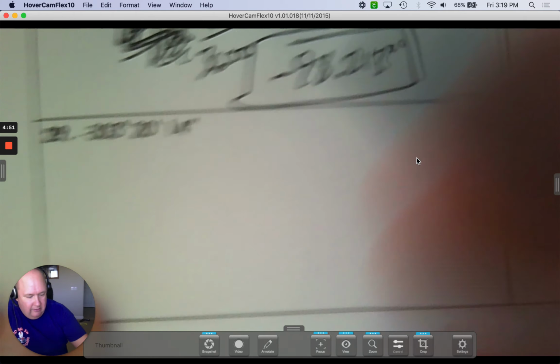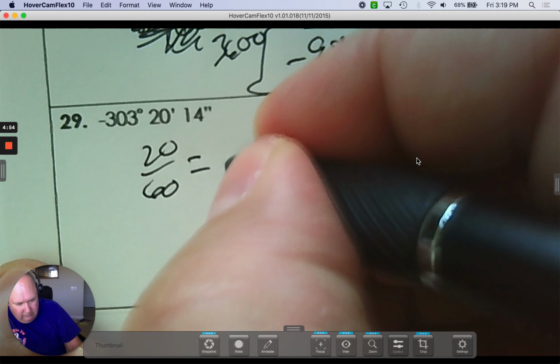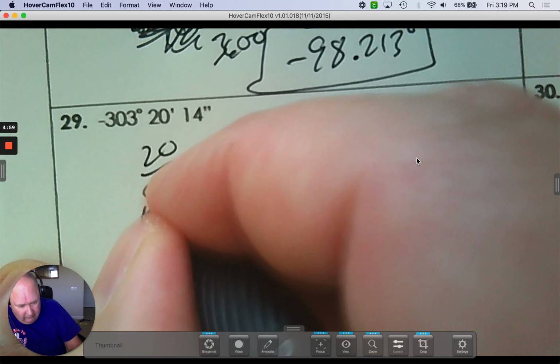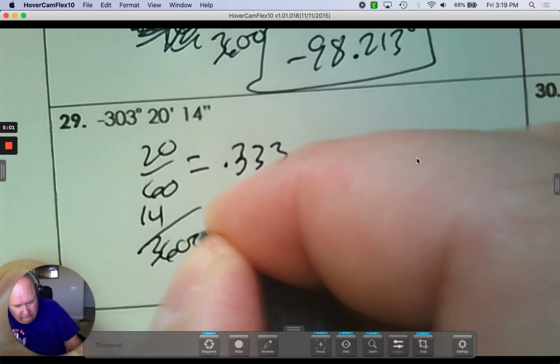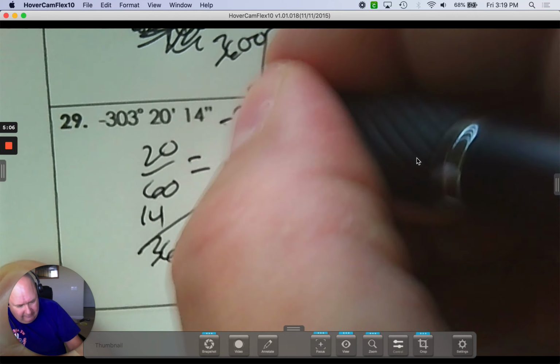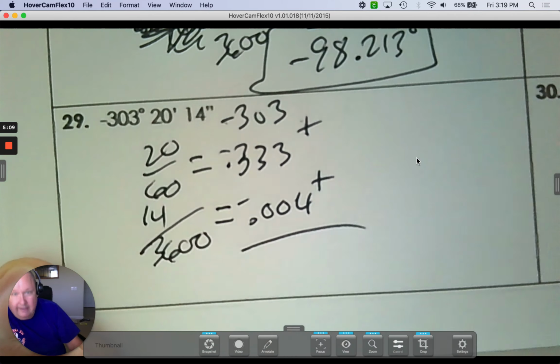29, negative 303. So we have 20 minutes divided by 60. That's a third. 0.33 is fine, because we're rounding. 14 seconds divided by 3,600, that's 0.004. We're going to add that to a negative 303. Make sure these are all negatives when you add. And you get negative 303.337. I know you could put that in your calculator. I'm not worried about it. Just the setup. Number 30, last one for your homework.